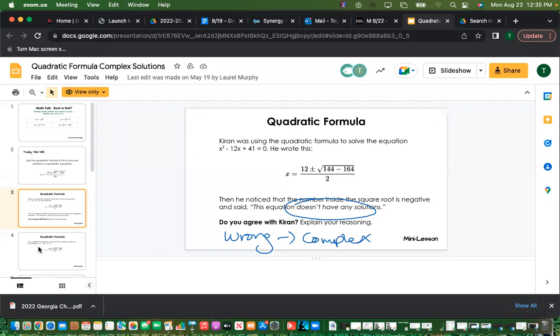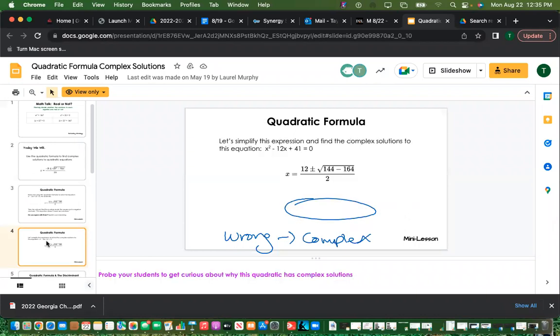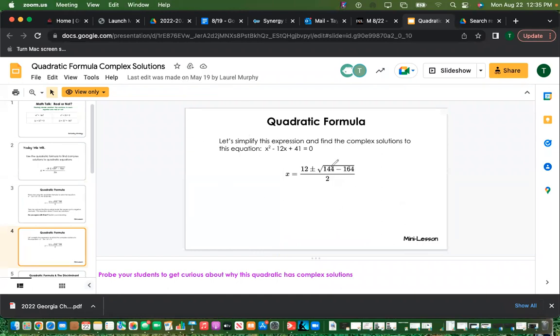All right, so let's actually simplify this out. Okay, so when he plugged in, the easiest way to do this is to simplify the outside, the inside, and the denominator. Well, the outside's already simplified. What about the inside? What's 144 minus 164? Negative 20. So we're going to get negative 20.